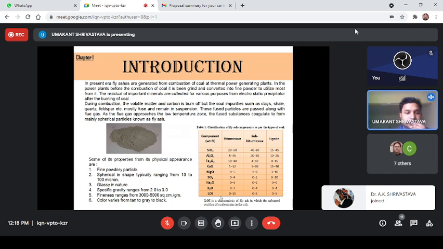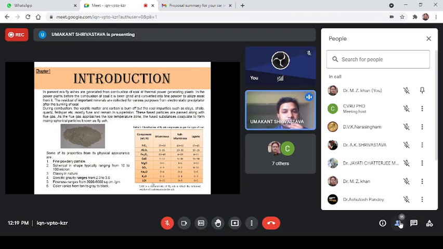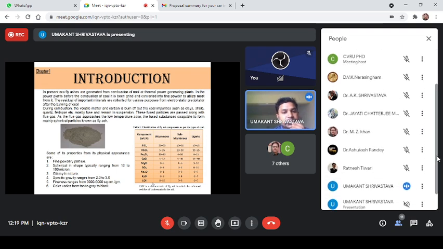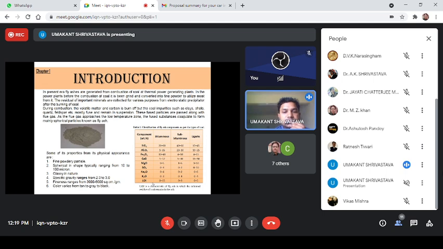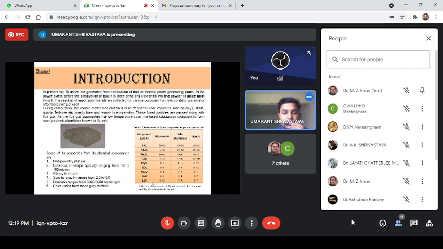Some of the properties of fly ash are given below. It is a fine powdery particle of spherical shape ranging from 10 to 100 micron size. It is glassy in nature. Its fineness ranges from 3000 to 6000 square centimeter per gram, and its color varies from tan to gray to black. It can be classified into different types depending on the types of coal, like bituminous coal, subbituminous coal, and lignite coal. Its composition comprises silicon oxide, aluminum oxide, ferrous oxide, calcium oxide, magnesium oxide, and many other compounds.